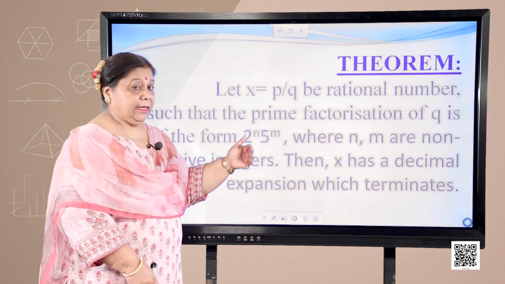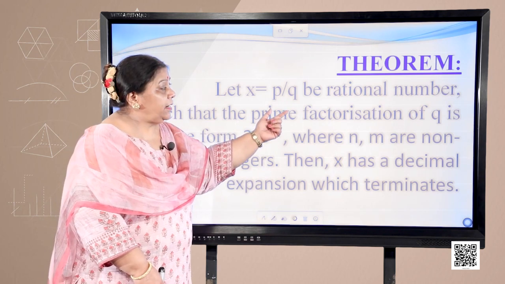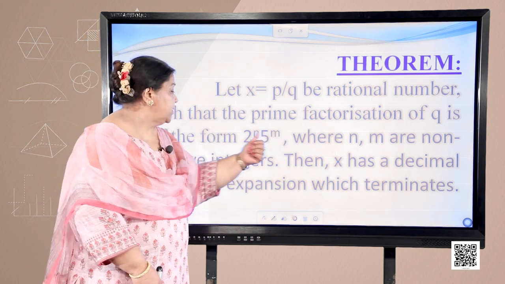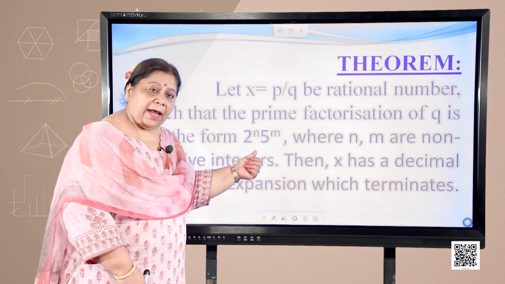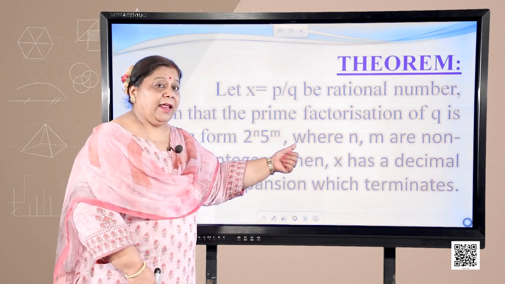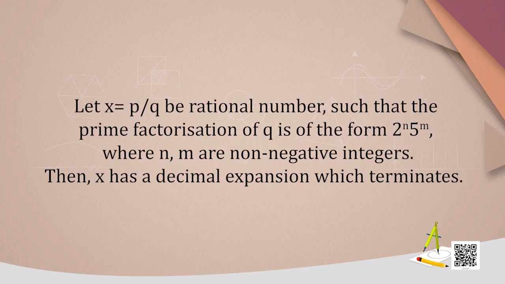Let us look into another theorem. Let x is equal to p upon q be a rational number such that the prime factorization of q is of the form 2 to the power n into 5 to the power m, where n and m are non-negative integers. Then x has a decimal expansion which terminates.